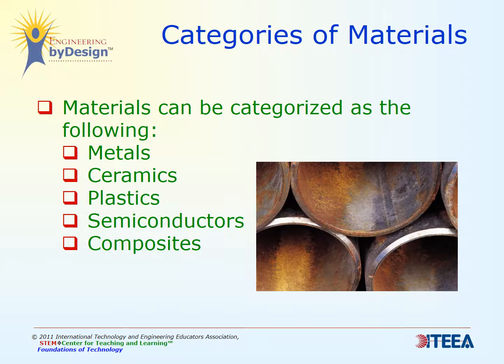Materials can be classified as the following: metals, ceramics, plastics, semiconductors, and composites. Now, I'll repeat, all materials are going to go into metals, ceramics, plastics, semiconductors, or composites.